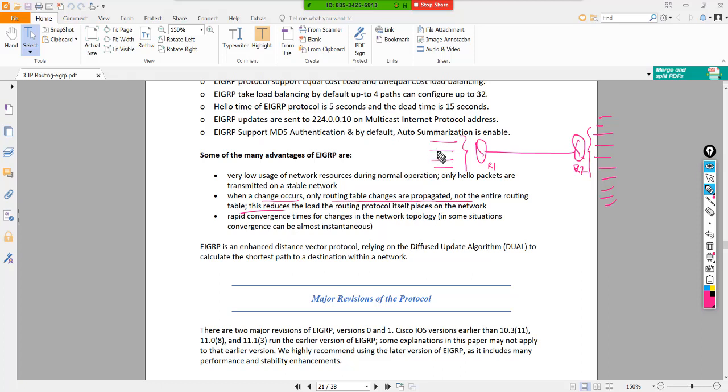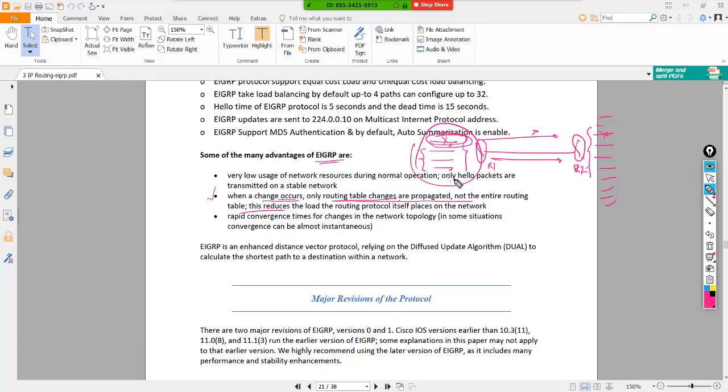Okay, now let's say one of the networks is going down. You don't have to carry the complete routing table to R2. You can just tell that this is down, so you just remove it, and then R2 will remove that. So that's what it says. When a change occurs, only the routing table changes. Whatever changes happen will be propagated, not the entire routing table. So that's again an advantage in the case of EIGRP.